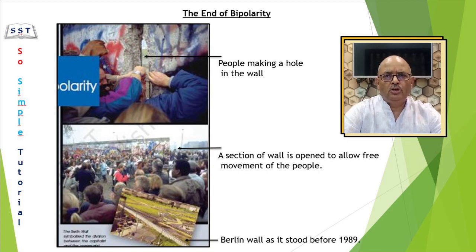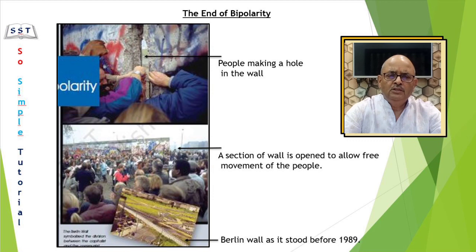This 150-kilometer long wall was built at the Soviet initiative in 1961 to separate East Berlin from West Berlin. But the people were not happy with the erection of this wall. This was strongly resented by people living in both the sides. In the first picture, what do you see? People making a hole in the wall. Below it, you see that a section of wall is opened to allow free movement of the people. And the third one at the bottom is the Berlin Wall as it stood before 1989.